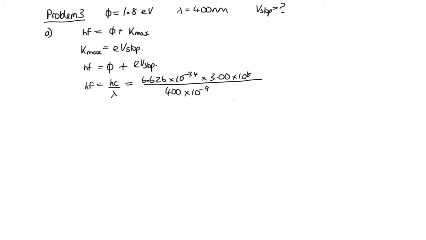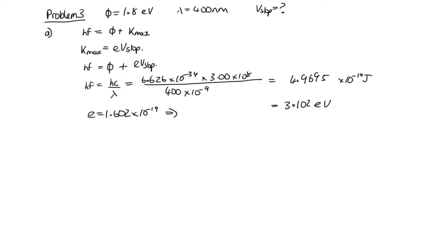So solving that, we end up with 4.9695 times 10 to the minus 19 joules. That's in joules. To get it into electron volts, we divide by E. So when we divide by E, which is E equals 1.602 times 10 to the minus 19, we end up with our HF term, our photon energy, is equal to 3.102 electron volts.